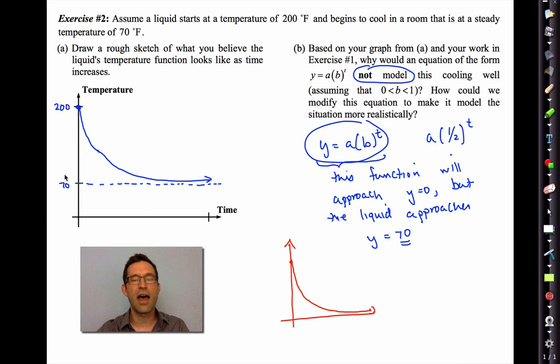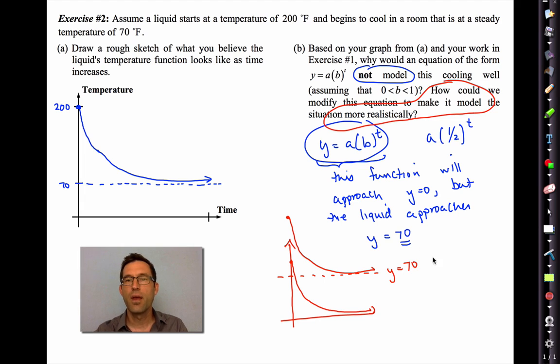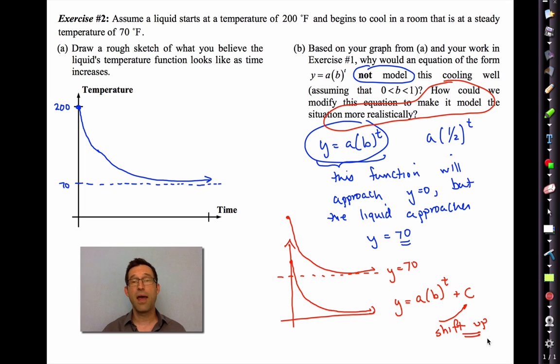And yet we need to have it actually look like this, right? Where it kind of levels off at y equals 70. So what we're going to do to modify our model is we're going to make it into this, y equals a times b to the t, but then we're just going to shift it up. Shift up, right? And that's what we're going to play around with for the rest of the period.